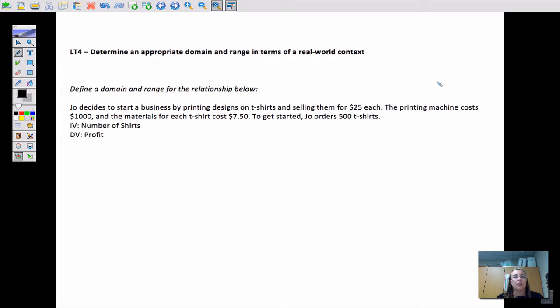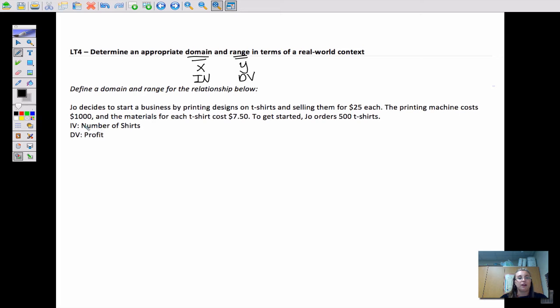Learning target 4 is deciding on a domain and range for a relationship. Okay, so we're talking about a real-world context, and you have to determine an appropriate domain and range. Remember that your domain goes with x, or the IV, the independent variable, and your range goes with your y, or your DV, the dependent variable. Okay, so when I'm determining a domain and range, I'm talking about x and y.